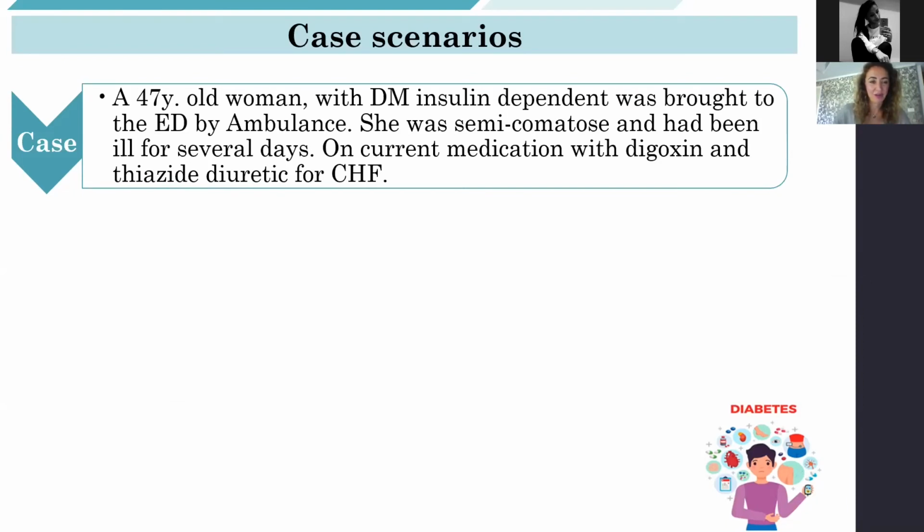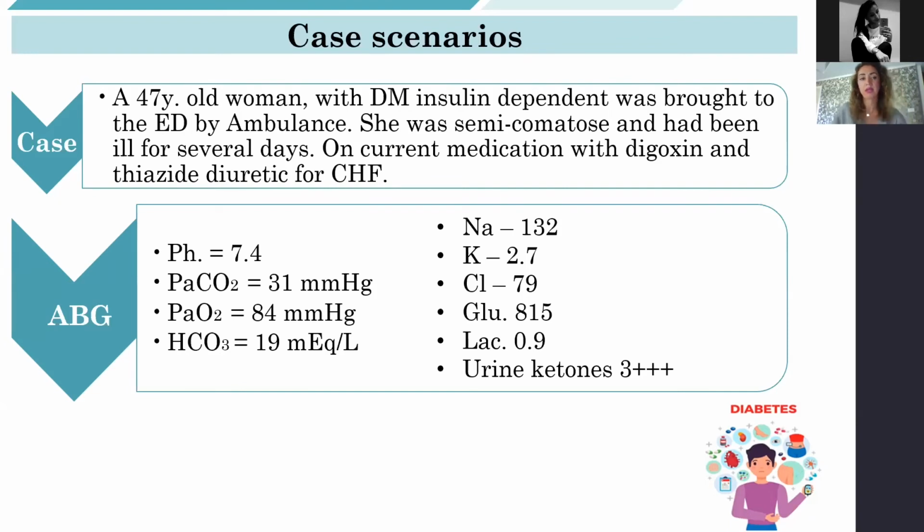The third scenario, we have a 47-year-old woman with diabetes. She is insulin dependent and was brought to the emergency department by ambulance. She was semi-comatose and had been ill for several days. On current medication with digoxin and thiazide diuretics for chronic heart failure. When we obtain blood gas of this patient, we see that she is having pH of 7.4, PCO2 of 31, PO2 of 84, bicarbonates of 90.